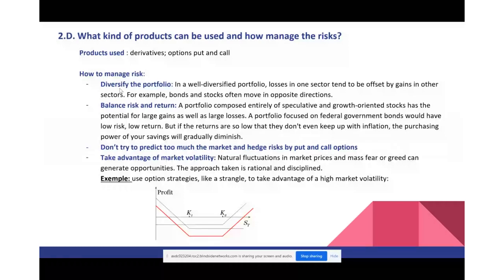Indeed, a portfolio composed entirely of speculative and growth-oriented stocks has the potential for large gains as well as large losses. A portfolio focused on federal government bonds would have low risk, low returns. But if the returns are so low that they don't even keep up with inflation, the purchasing power of your savings will gradually diminish.